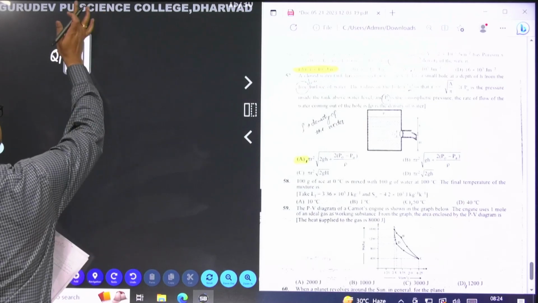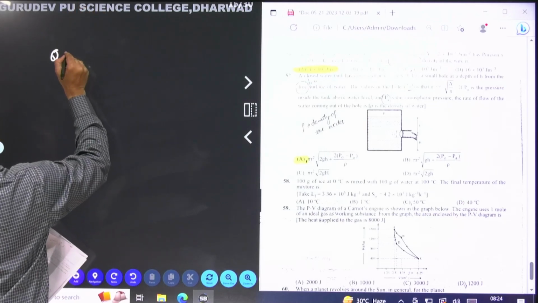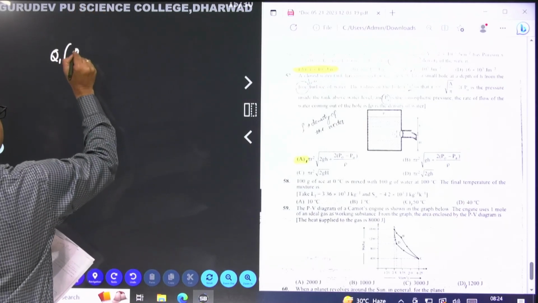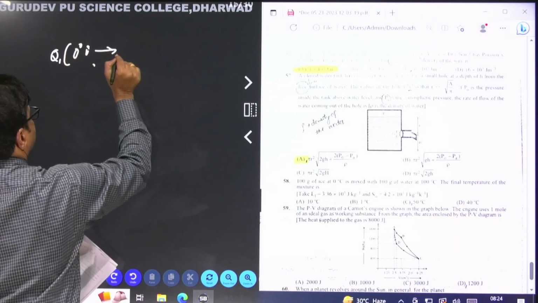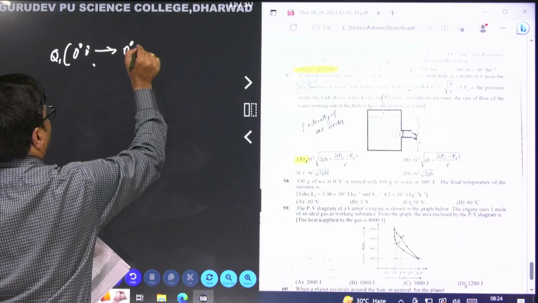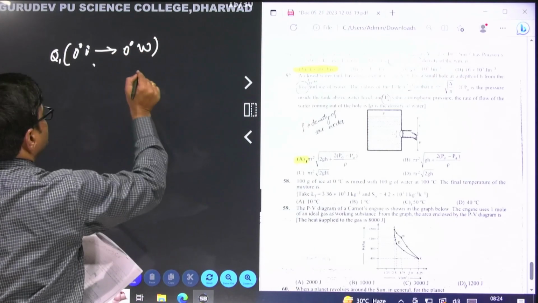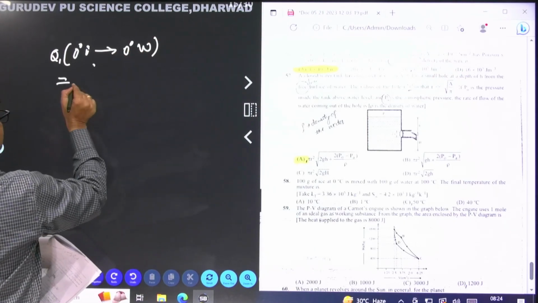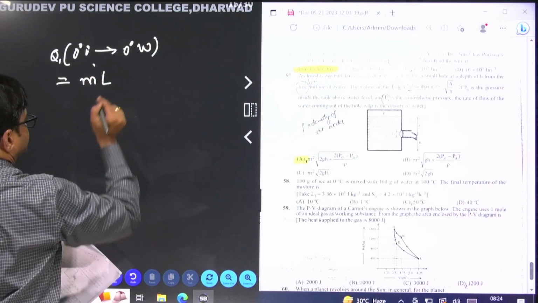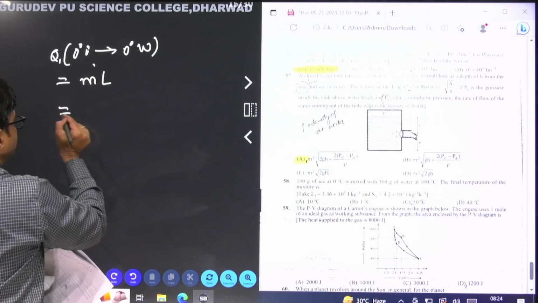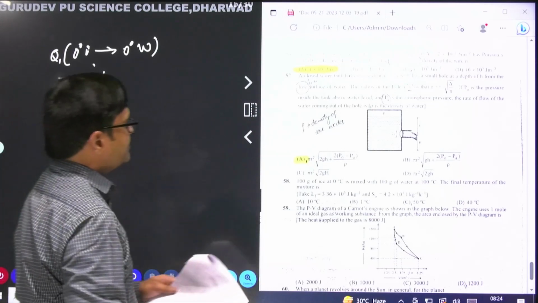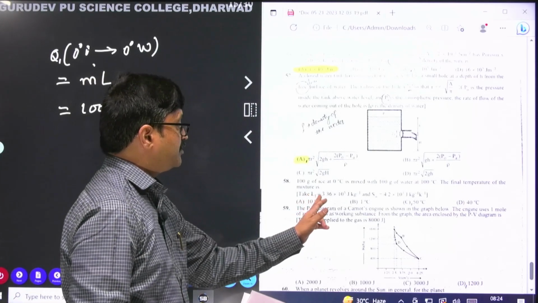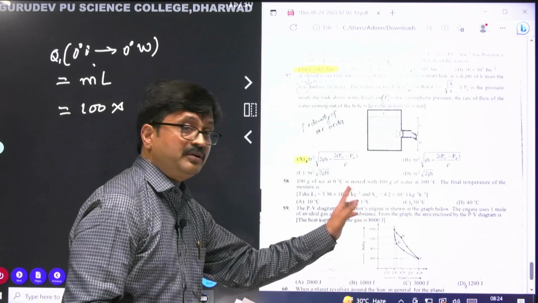I'll just write it properly. So this is 0 degree Celsius ice to 0 degree Celsius water. Now this is Q1 here. Now Q1 is equal to mass into latent heat. Okay, mass is given as 100 gram. So into latent heat, they have given in terms of SI, joule per kg.